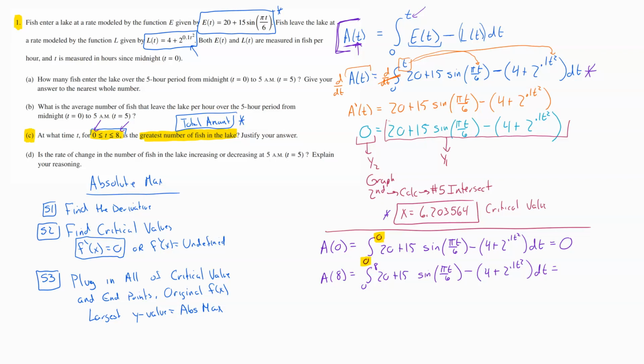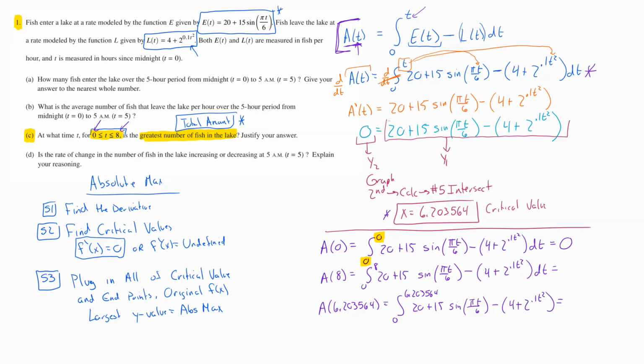So our last one is going to be where we had our critical value. So this would be A of 6.203564. That's going to equal the integral from 0 to 6.203564, again, of this huge equation here. Sometimes it's just a battle of wills when you're doing math problems, just to make sure you track every little piece that you're going through. And we'll get a value out for that.